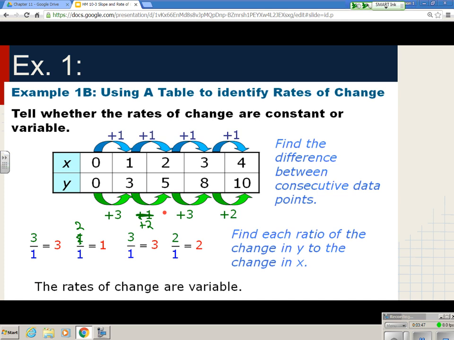Now here's why it's variable. 1 to 3 gives you 3. 1 to 2 gives you 2. 3 to 1 gives you 3. 1 to 2 gives you 2. It's switching back and forth, so it's variable. So you would say the rates of change here are variable. So now you're able to see 2 examples. I would encourage you to write this down.